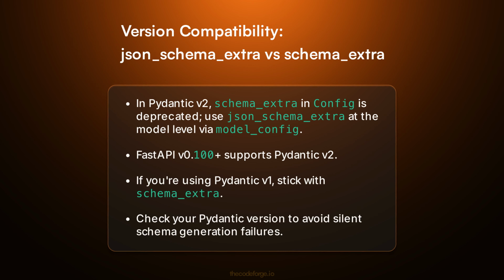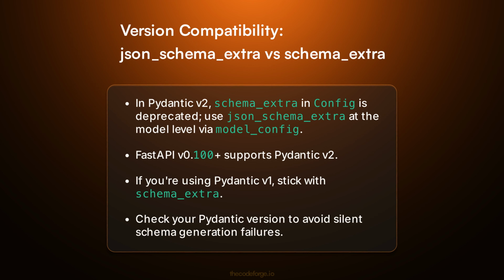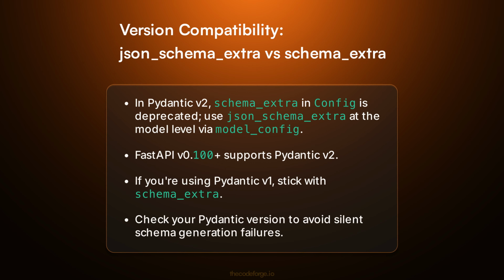In Pydantic v2, schema_extra in config is deprecated. Use json_schema_extra at the model level via model_config. FastAPI v0.100+ supports Pydantic v2. If you're using Pydantic v1, stick with schema_extra. Check your Pydantic version to avoid silent schema generation failures.